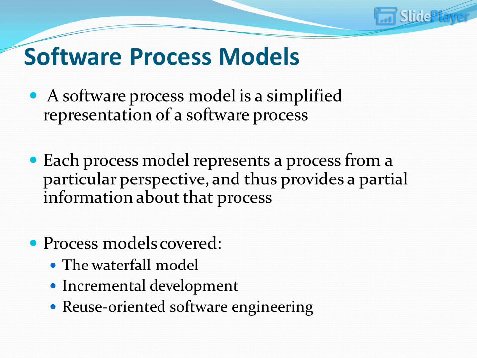Software process models. A software process model is a simplified representation of a software process. Each process model represents a process from a particular perspective, and thus provides partial information about that process. Process models covered: the waterfall model, incremental development, reuse-oriented software engineering.